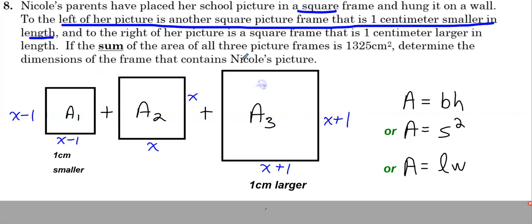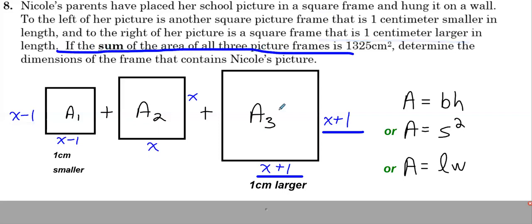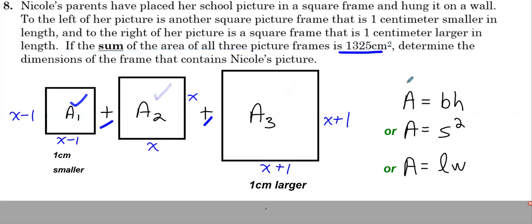Now, if it's square, and I don't know the measurements of the original picture frame, I can call it x. 1 centimeter smaller would be x minus 1. And since it's a square, both side lengths are the same. And then similarly for the other one, if it's 1 centimeter larger, x plus 1. All right, and then you're told the sum of all areas of the three picture frames, so the three areas added together, is a grand total of 1325. You're asked to determine the dimensions of the frame that contains Nicole's picture. So in other words, you're basically asked to find x.